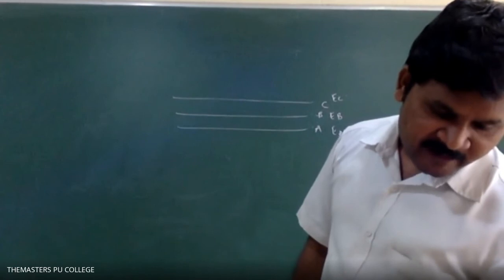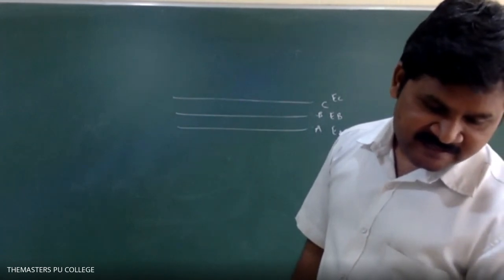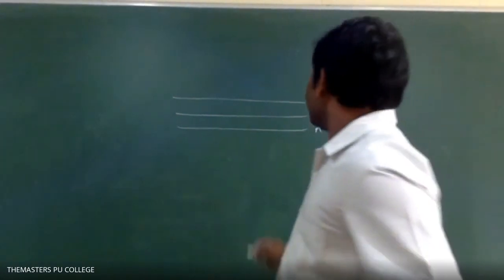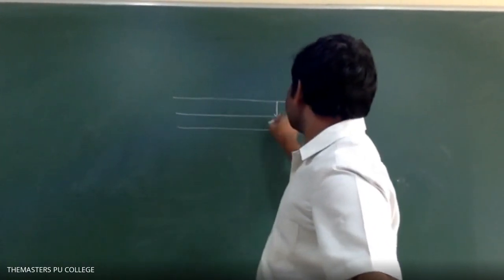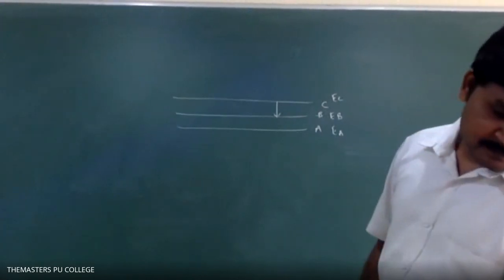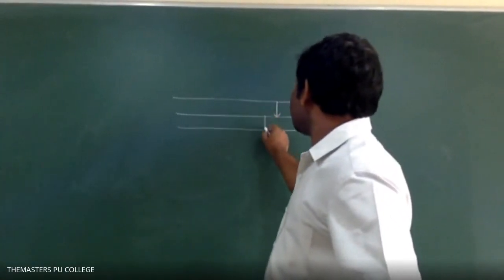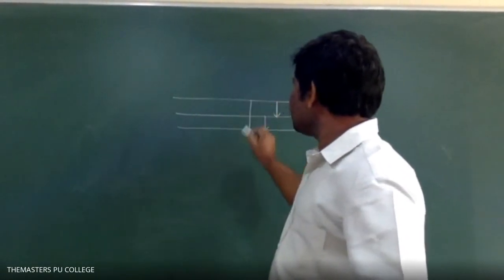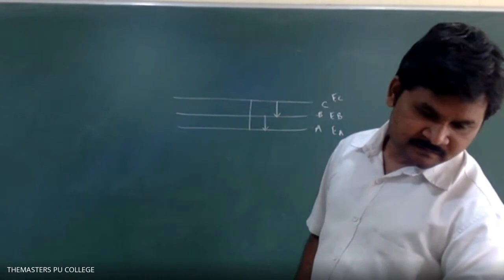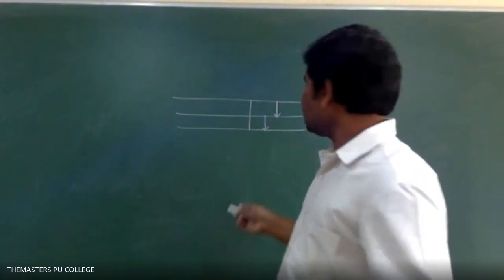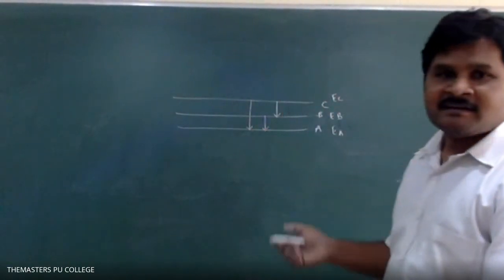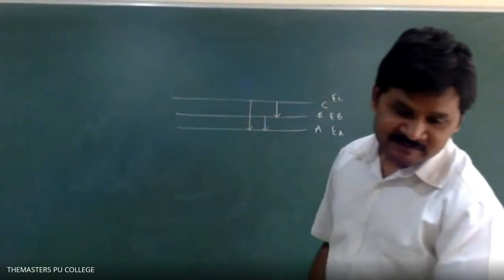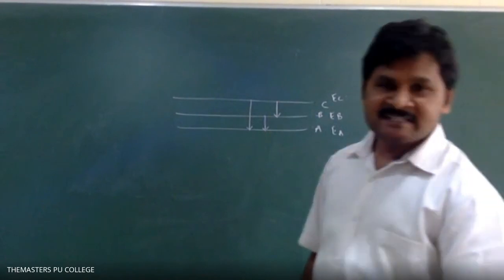If lambda 1, lambda 2 and lambda 3 are the wavelengths of radiations corresponding to the transitions C to B, B to A, and next A to C. C to A or A to C are okay. How many transitions did we get now? 3 different types of transitions. Which of the following statements is correct?